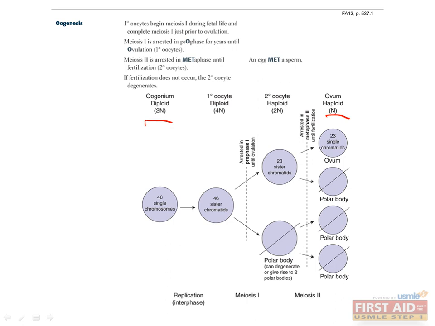So primary oocytes actually begin meiosis I during fetal life and complete meiosis I just prior to ovulation, meaning that between birth and puberty, all of the primary oocytes are arrested in prophase I. After ovulation, the haploid secondary oocyte begins meiosis II. The secondary oocyte is then arrested in meiosis II until fertilization. One mnemonic to remember this by is "an egg met a sperm," where "met" refers to metaphase, i.e. the phase in which the egg is arrested until fertilization.